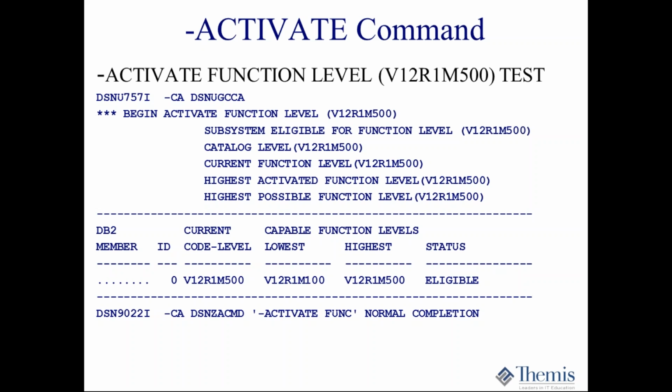Now, activating a level, the ACTIVATE command. So I've activated 500. The messages that come out: our current code level is at 500, lowest level 100, highest level 500. Okay, and we're eligible for.